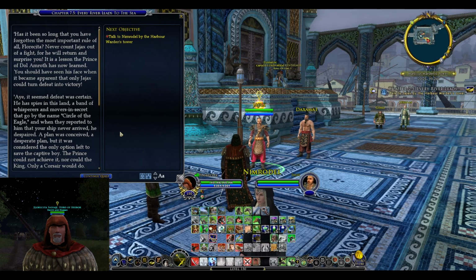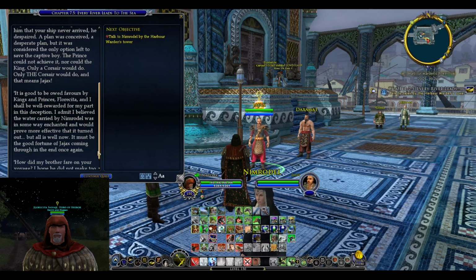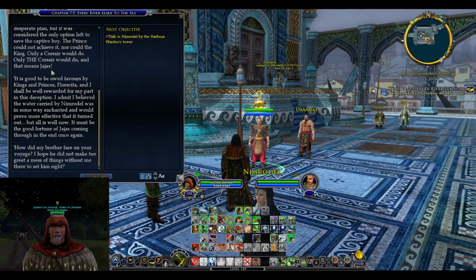A plan was conceived, a desperate plan, but it was considered the only option left to save the captive boy. The prince could not achieve it, nor could the king. Only a Corsair would do, and that means Jajax. It is good to be owed favors by kings and princes, Floricita, and I shall be well rewarded for my part in this deception. I admit I believed the water carried by Nimrodel was in some way enchanted and would prove more effective than it turned out. But all is well now. It must be the good fortune of Jajax coming through in the end once again.